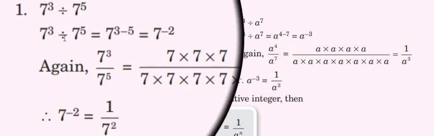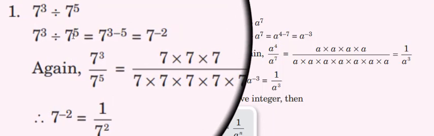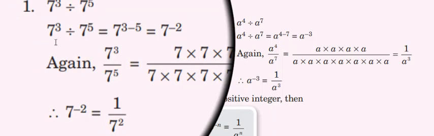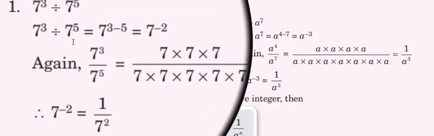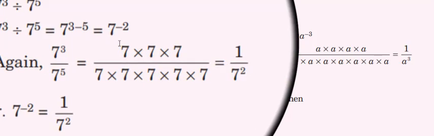Here we will apply the second law, which says that if the division sign is there, then numerator exponent minus denominator exponent. So what is my numerator exponent? That is 3. And what is my denominator exponent? 5. So it will be subtracted the same way. 7 raised to the power of 3 minus 5, which comes out to be 7 raised to the power of minus 2.